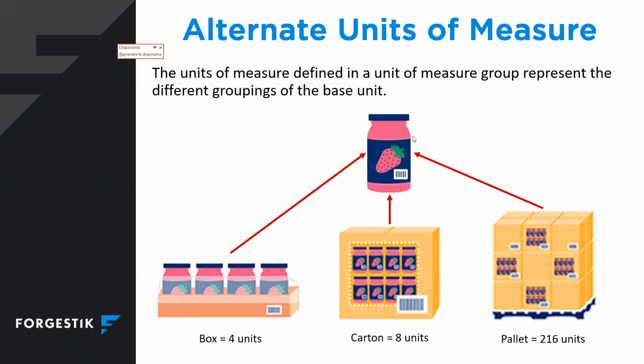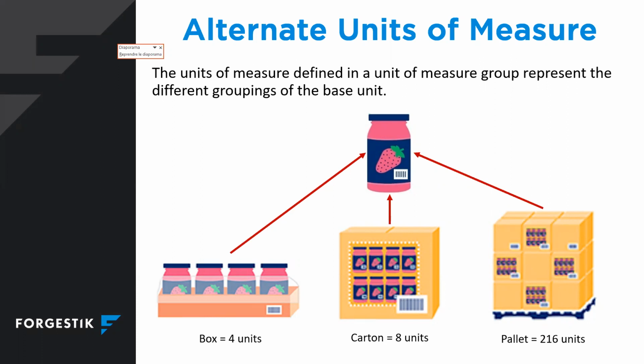So here, for example, we have a jar of strawberry jam. It comes in a box of 4 units. Each box of 4 units can be packed into a carton, so 2 boxes, meaning you have 8 units. And when you create a pallet, then you have a pallet of 216 units. So these are alternate units of measure.